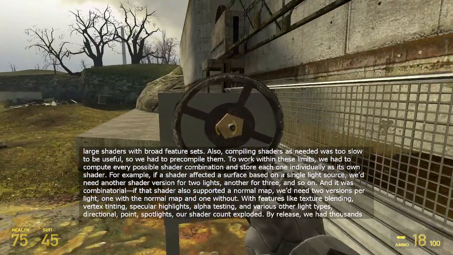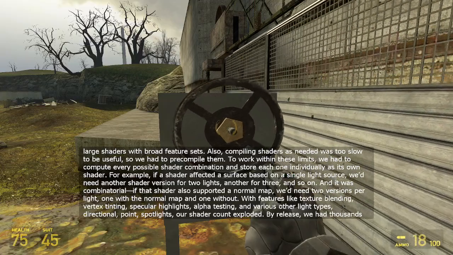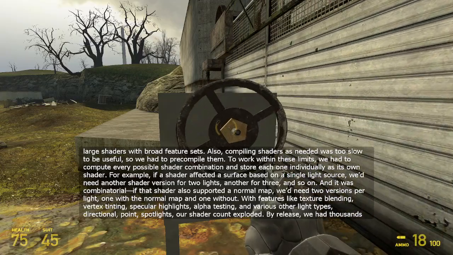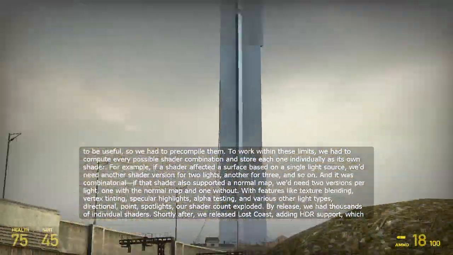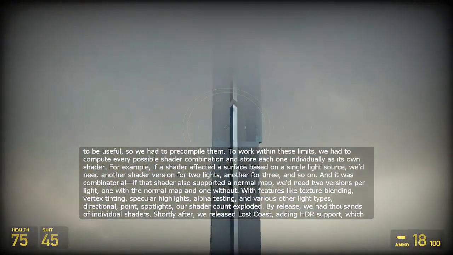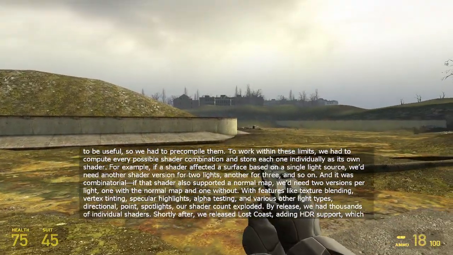For example, if a shader affected a surface based on a single light source, we'd need another shader version for 2 lights, another for 3, and so on. And it was combinatorial. If that shader also supported a normal map, we'd need 2 versions per light, one with a normal map and one without.